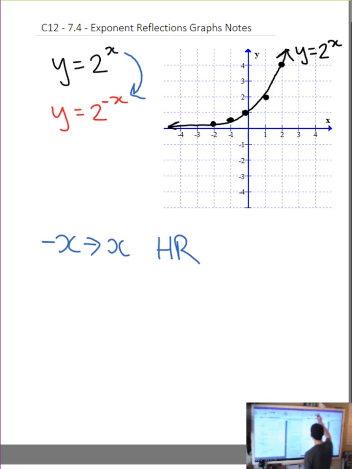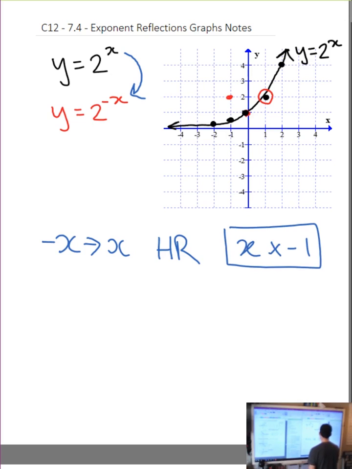So I can simply take my points and horizontally reflect them. If I start off with this point here and I horizontally reflect it, I get this point here. If I take my point on my y-axis and I horizontally reflect it, it stays there. I'm essentially taking all of the x values and timesing them by -1. The y-intercept has an x value of 0, so timesing it by -1 will not do anything.